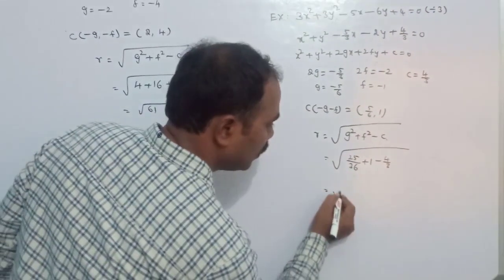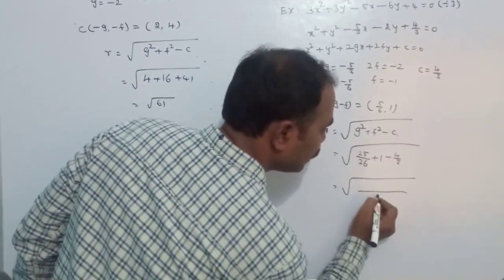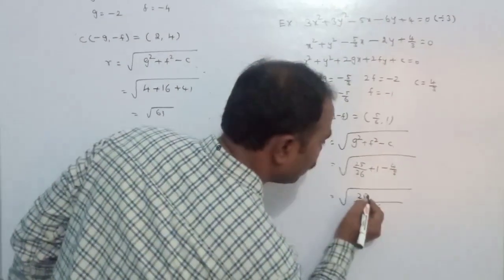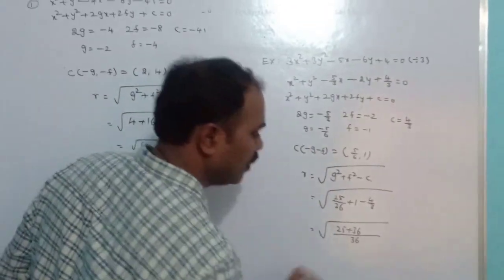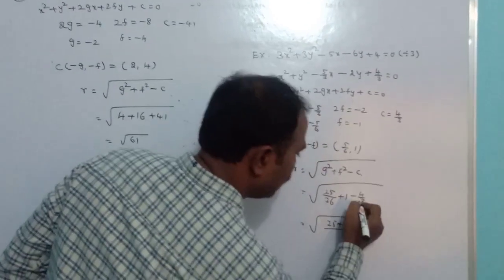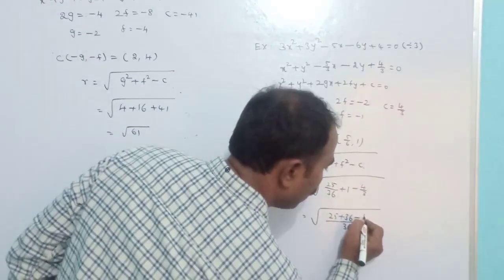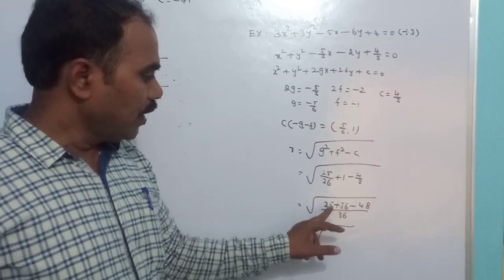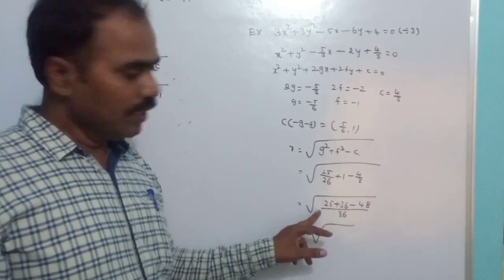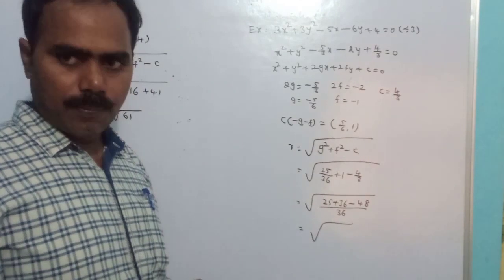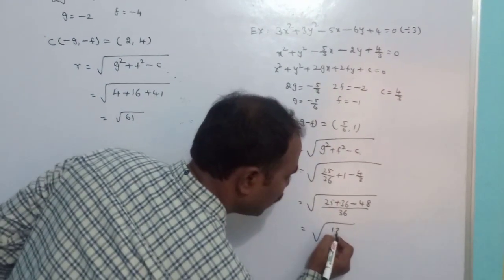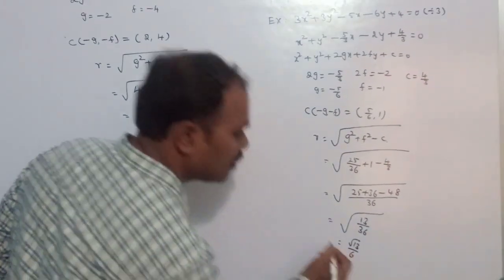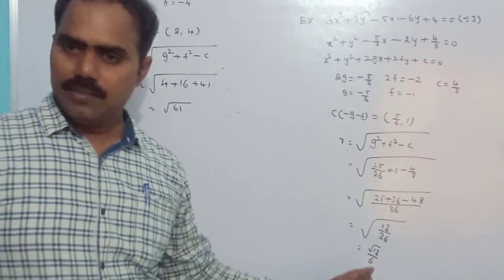And taking the LCM of the denominators, it is 36. It's 25 plus 36 minus 3 ones are 3, 12s are 12, 4 48, which is root over 25 plus 36 is 61, 61 minus 48 is 13. Root over 13 by 36, which is root 13 by 6, is the radius of the circle.